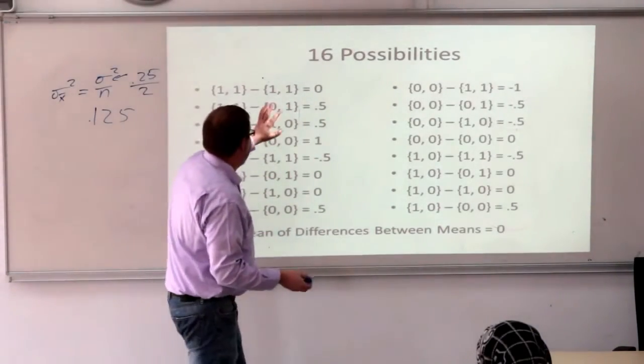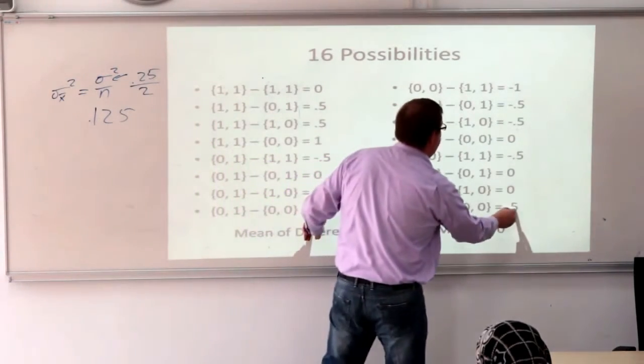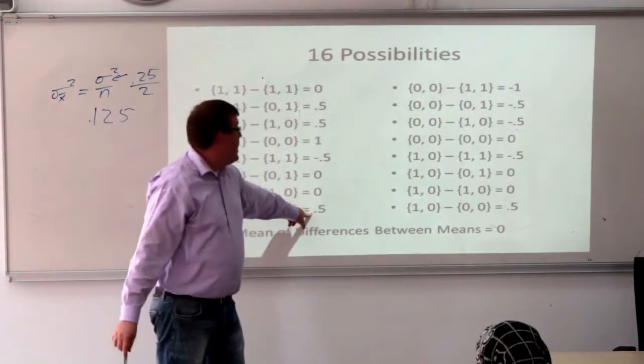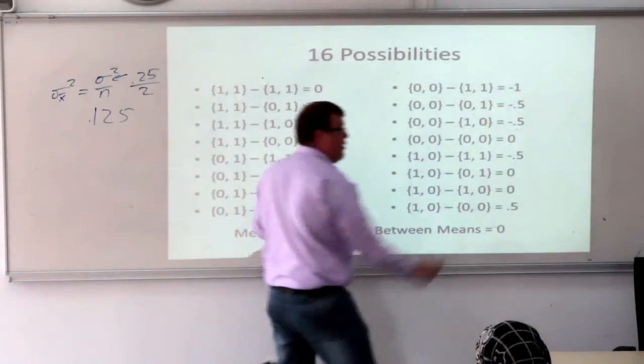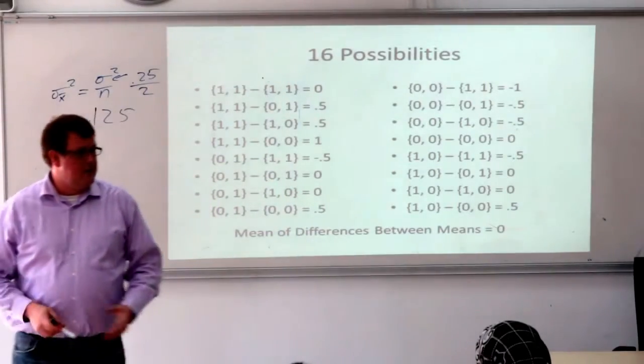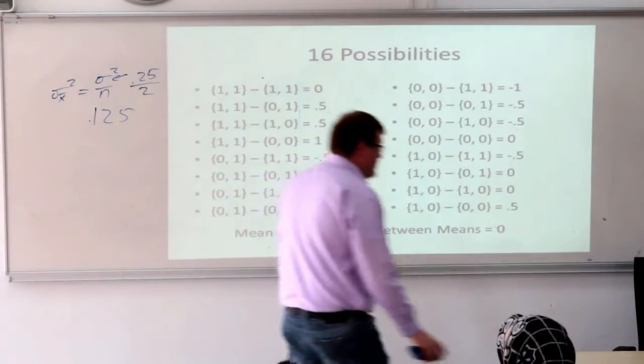Let's see how many 0.5s we have. We have 1, 2, 3, 4 0.5s. We also have 1, 2, 3, 4 negative 0.5s. So the differences of these is just going to be 0.